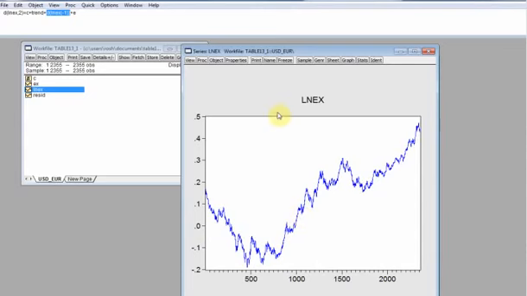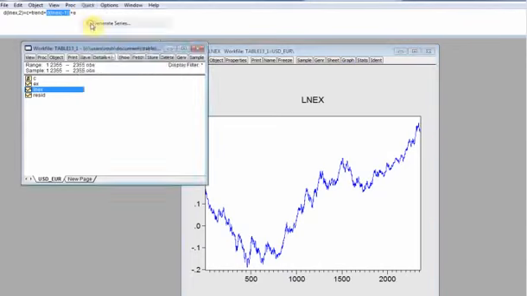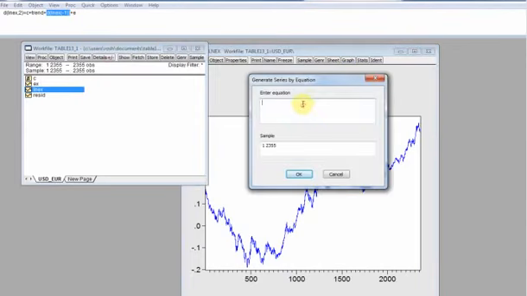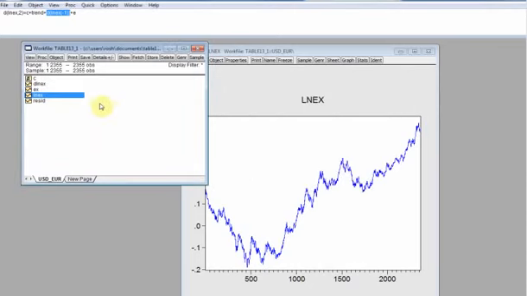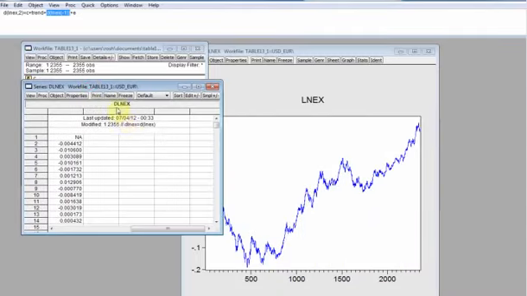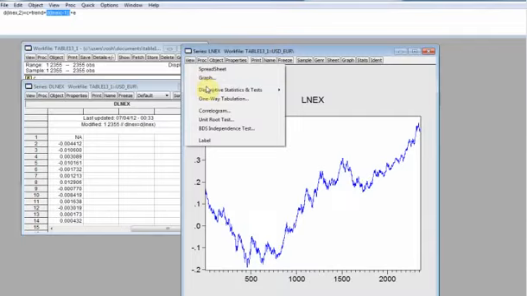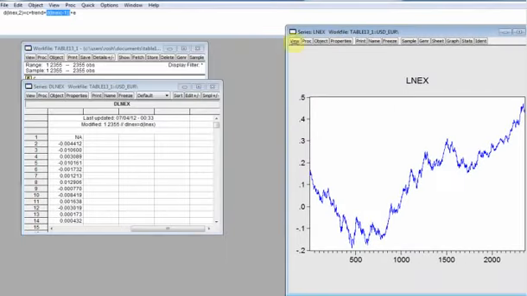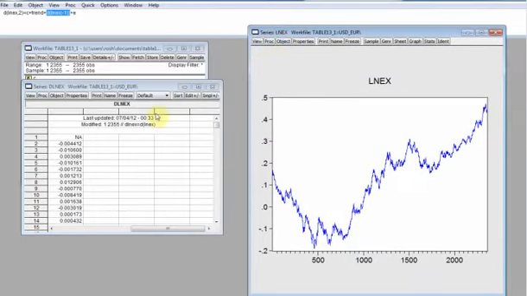So how do you do this? We go to Quick, Generate Series. Now d ln x is equal to the first difference of ln x. Okay, now d ln x. Now here is the first difference of these values, the series ln x. Now I want to graph it.